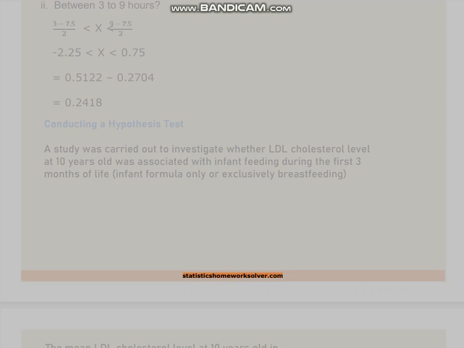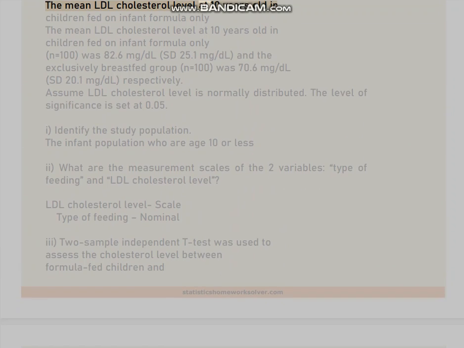The mean LDL cholesterol level at 10 years old in children fed on infant formula only, N equals 100, was 82.6 milligrams per deciliter, SD 25.1 milligrams per deciliter, and in the exclusively breastfed group, N equals 100, was 70.6 milligrams per deciliter, SD 20.1 milligrams per deciliter, respectively. Assume LDL cholesterol level is normally distributed. The level of significance is set at 0.05.